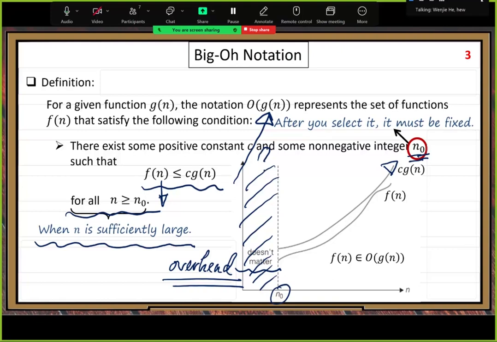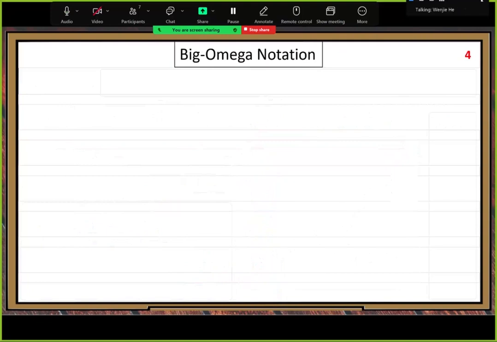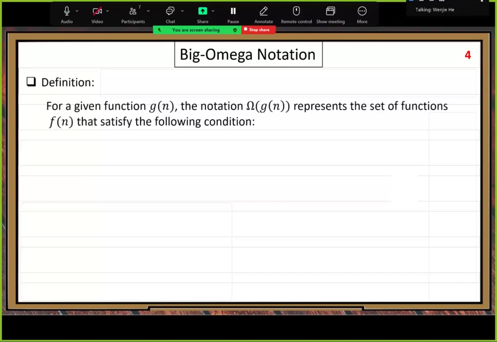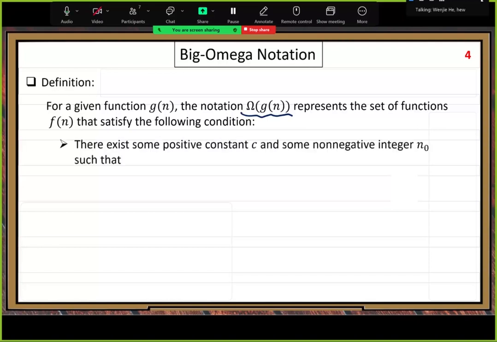So we get two more definitions of asymptotic notations. The next one, big omega notation, the lower bound version. Okay, definition. This time we use big omega of g of n to represent another set of functions. But this set of functions we approximate from the lower bound.